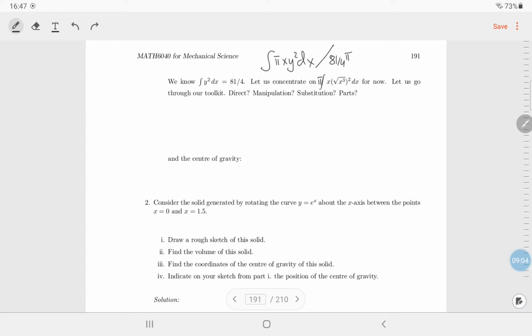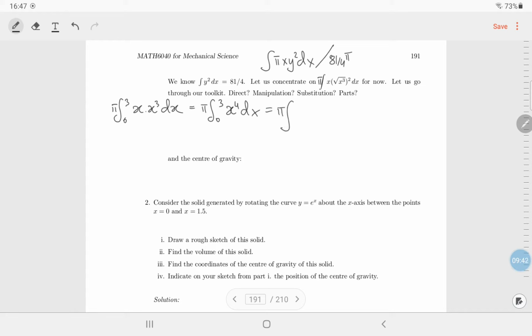So let's go through our toolkit. We can't do it directly, so there's a manipulation. As before, that integral is pi from 0 to 3 of x times the square root of x cubed, squared. As we just saw, the square undoes the square root, so what you actually have here is x times x cubed. You can't antidifferentiate these term by term because they're multiplied together, so you need further manipulation. This is pi times the integral from 0 to 3 of x by x cubed. How many x's multiplied together is that? Well, it's 4.